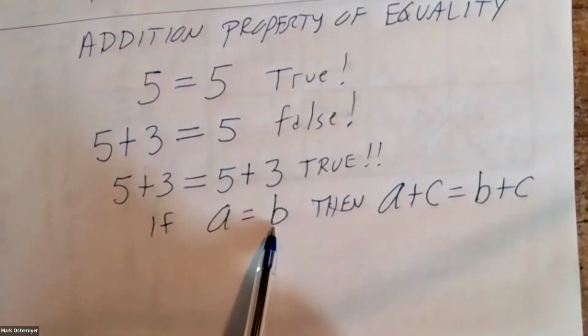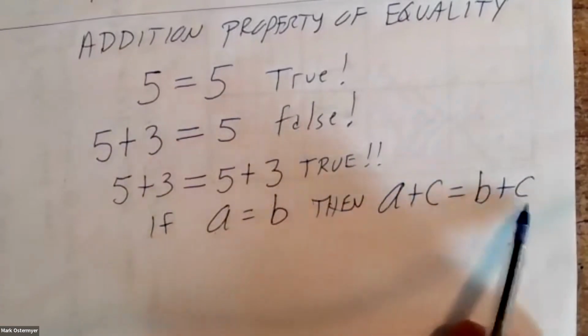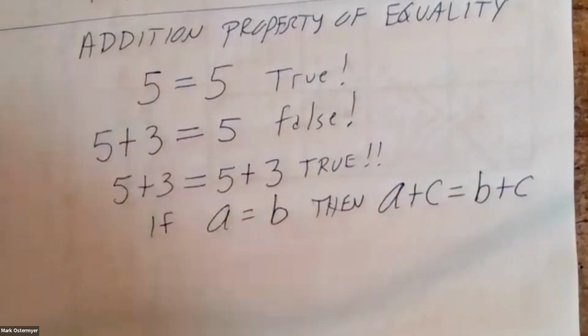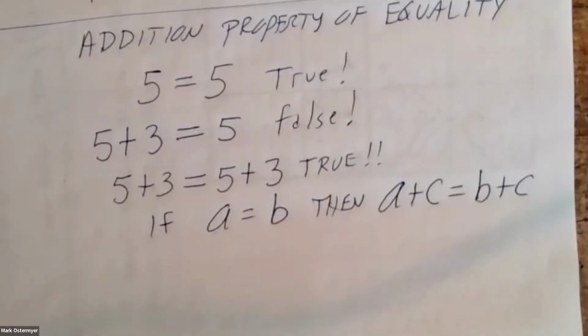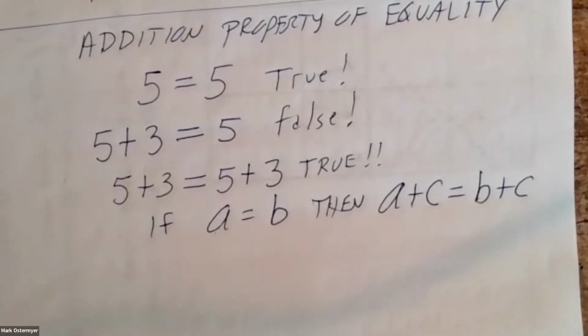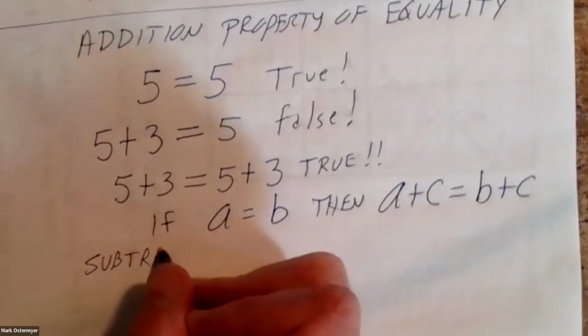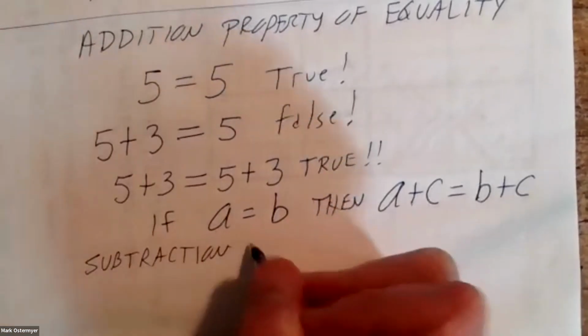This illustrates what's called the addition property of equality. If A equals B, then A plus C is still equal to B plus C. As long as we add the same number to both sides of our equation, we maintain equivalence. That's called the addition property of equality. That's true. In a similar sense, here is called the subtraction property of equality.